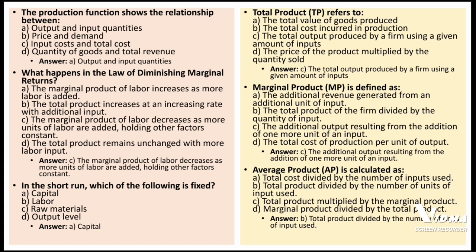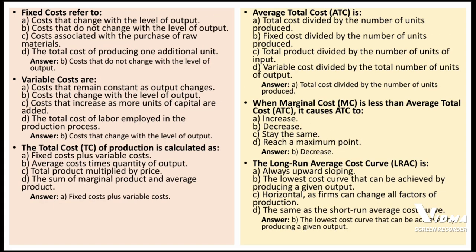Average product is calculated as, answer is B, the total product divided by the number of units of an input used. Fixed cost refers to, answer is B, costs that don't change with the level of output. Variable costs are, answer is B, costs that change with the level of output. The total cost of a production is calculated as, answer is A, fixed cost plus variable cost. The average total cost is, answer is A, total cost divided by the number of units produced. When marginal cost is less than the average total cost, it causes ATC to, answer is B, decrease.